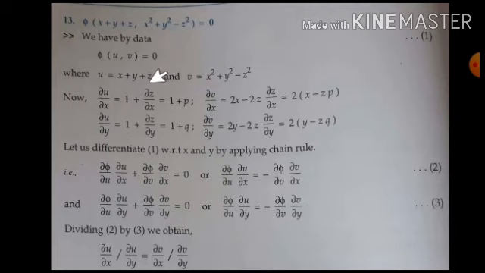Since z is dependent on x and y, we need to differentiate z partially with respect to x. So dou z by dou x. Similarly, with respect to y means x is constant 0, derivative of y is 1, z is a function of x and y, hence partially differentiate z with respect to y also. So here dou u by dou x we got it as 1 plus p, dou u by dou y as 1 plus q.